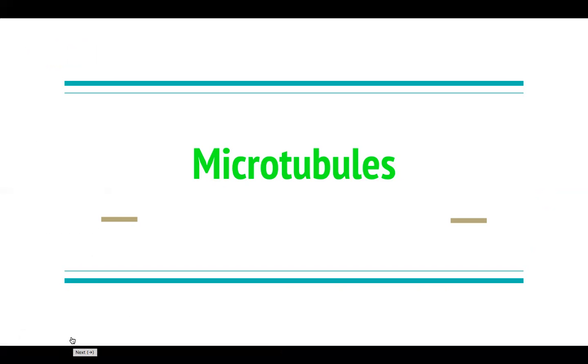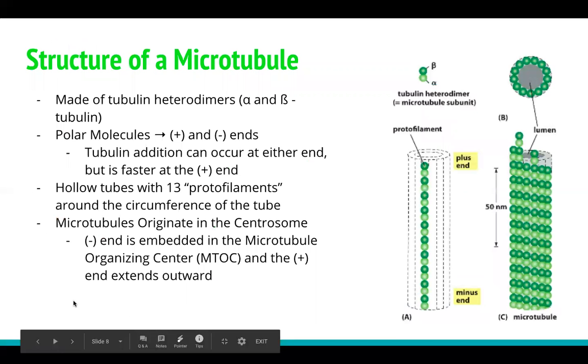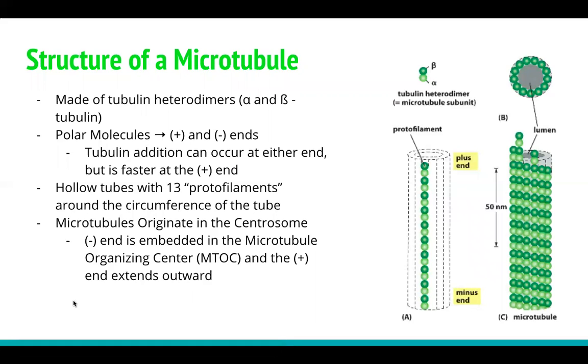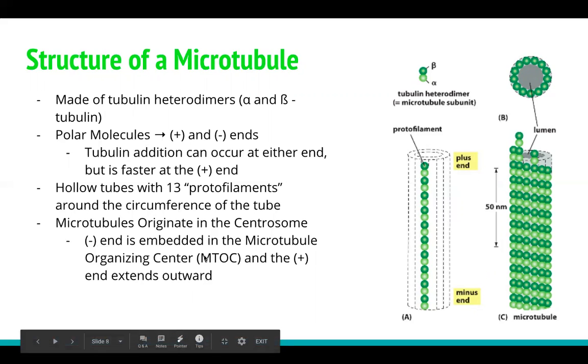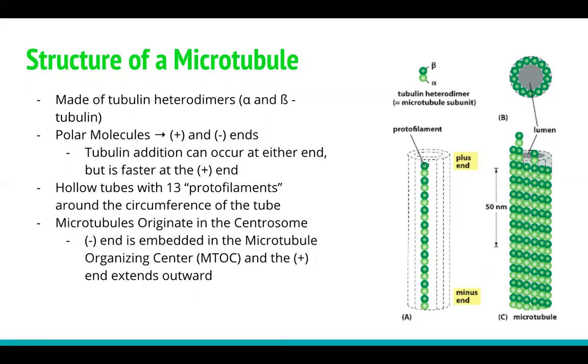All right, guys. So we're going to talk about microtubules. So first, we're going to talk about microtubule structure. So microtubules are obviously made of tubulin. So they're heterodimers, alpha and beta tubulin. They're both polar molecules, so they have both a positive end and a negative end. So the tubulin addition can happen at either end, but it's faster at the positive end, which is why they call it the positive end.